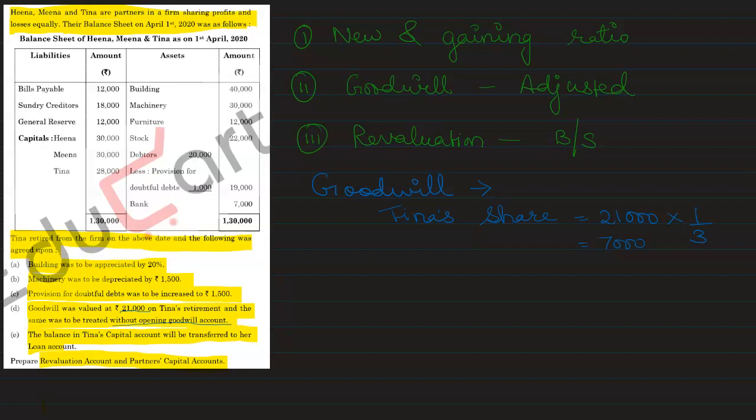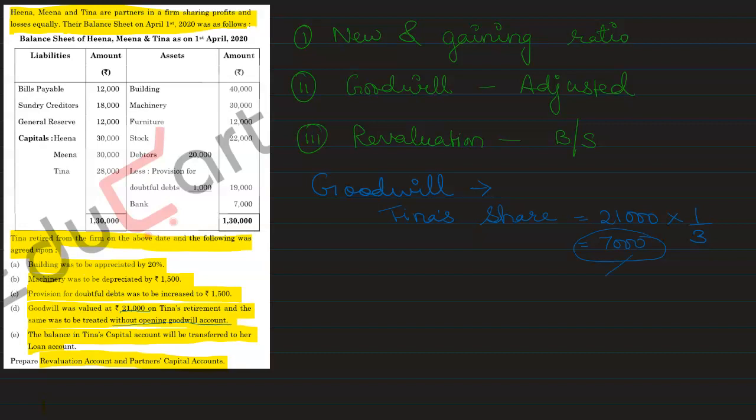Tina is going out, so she will need this much money. Now either you give it from business or you give it from your own pocket. So here the partners have decided that they will not open the goodwill account. That means they will not change their balance sheet. They'll give this share to her from their own, that means from their capital accounts.